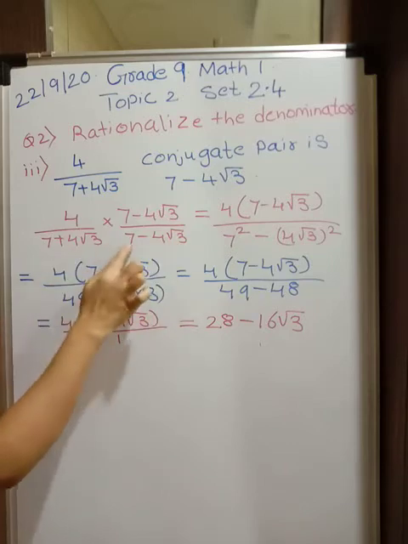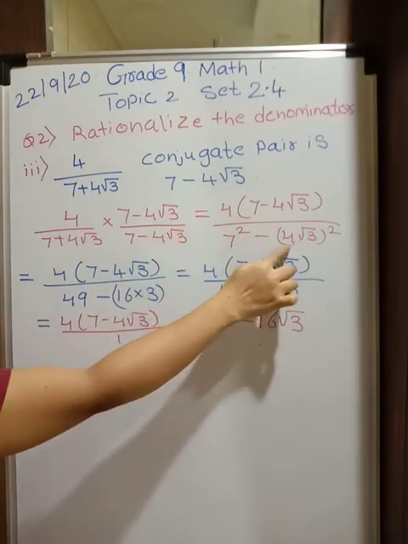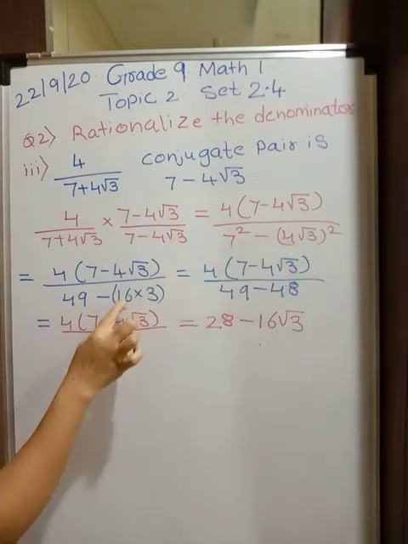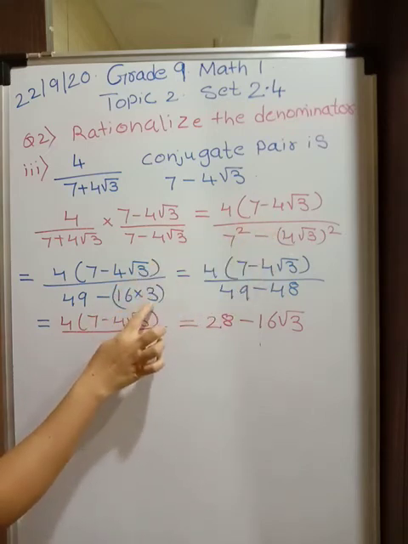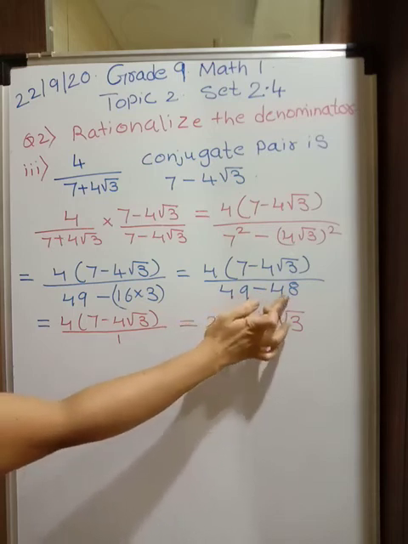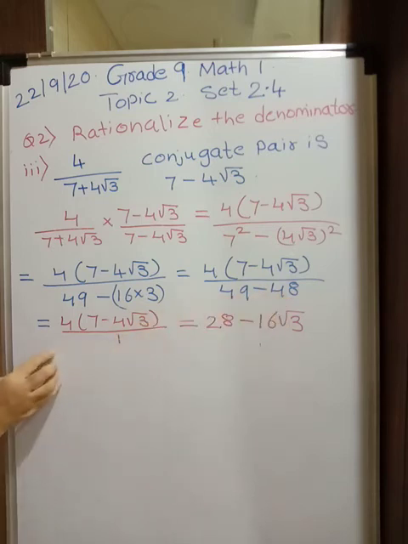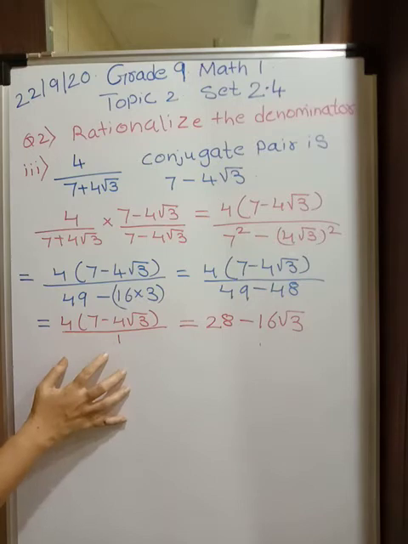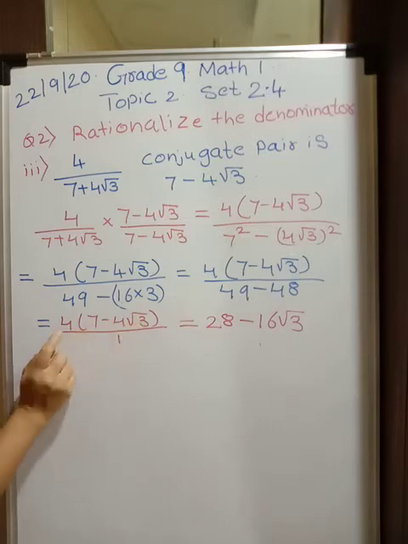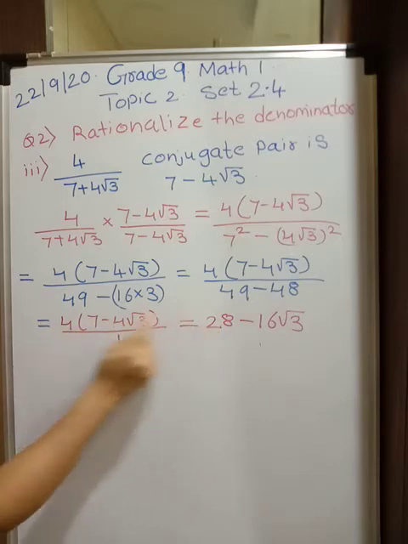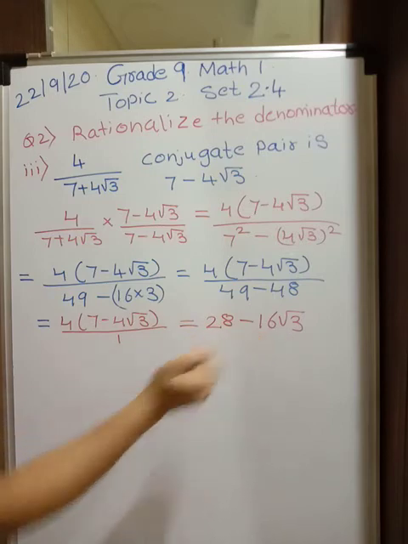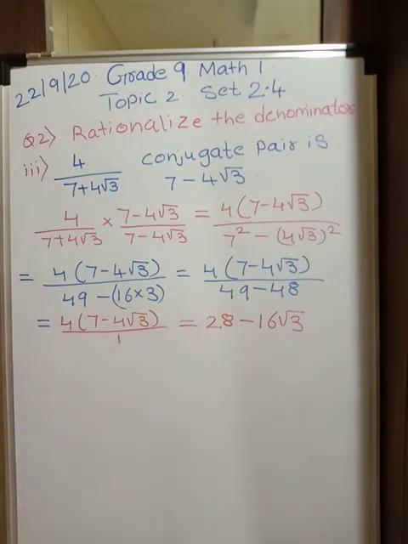This is (a plus b) into (a minus b). It will be a square minus b square. What is a square? 49. What is b square? 4 square is 16, root 3 square is 3, so 16 into 3 is 48. And 49 minus 48 is 1. We have rationalized the denominator. We can stop over here. But if you multiply your numerator also with 4, this bracket, then 4 7s are 28 minus 4 4s are 16 root 3, upon 1. But upon 1 means the same number. Alright. Okay, let's go for the fourth problem.